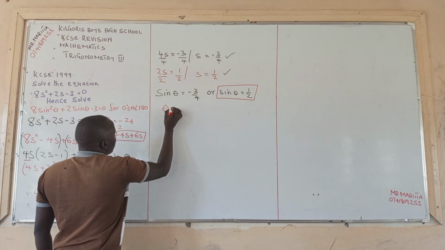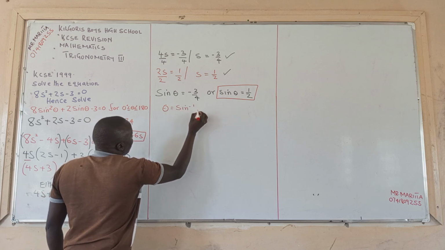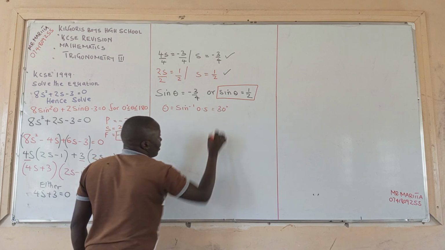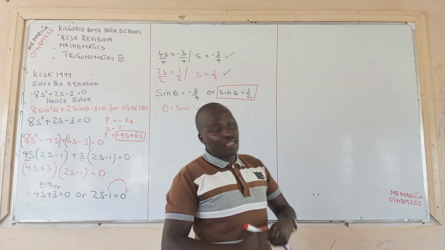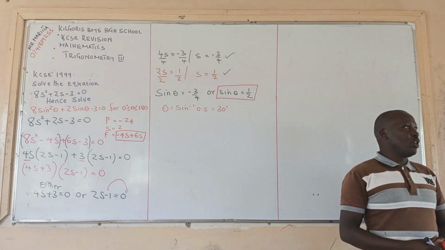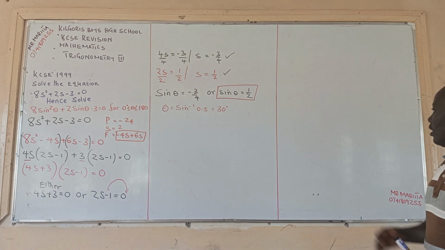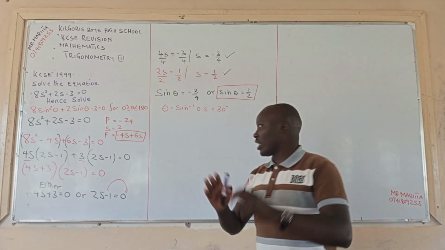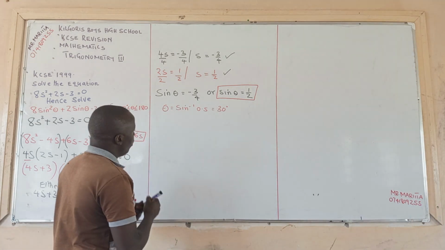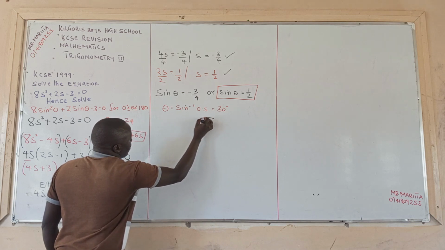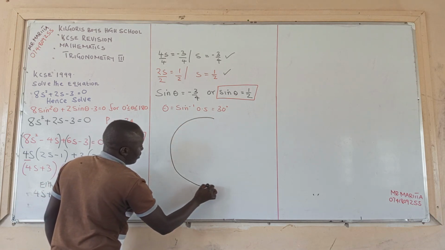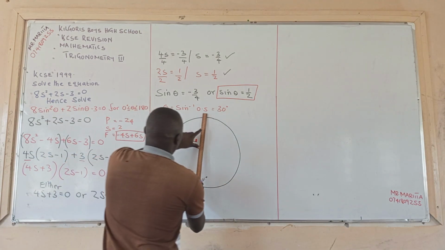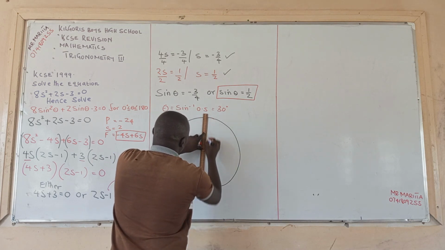We now find theta, which is equivalent to the sine inverse of a half, which is of course 0.5, and that one is giving us 30 degrees. But this is not the end. To have now the values of theta here, you recall the use of a unit circle. So if you can recall the use of our unit circle here, we use it so that we can have the correct values of theta.